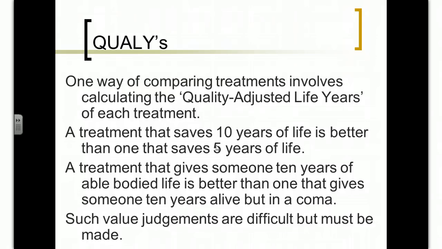So health economics and economists in general have provided some tools that are kind of useful in this sort of analysis. How do you make such decisions? And one of these tools is called QALYs, which essentially stands for Quality Adjusted Life Years. So one way of comparing treatments involves calculating QALYs of each treatment. Which treatment provides the most benefit? What is the most benefit? Well, we say it's the Quality Adjusted Life Years.